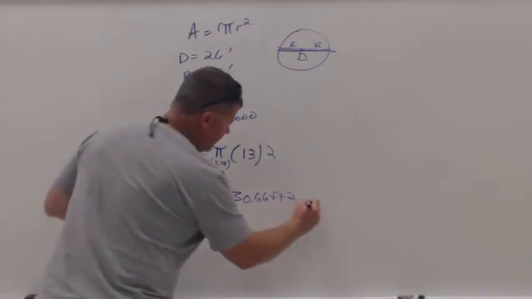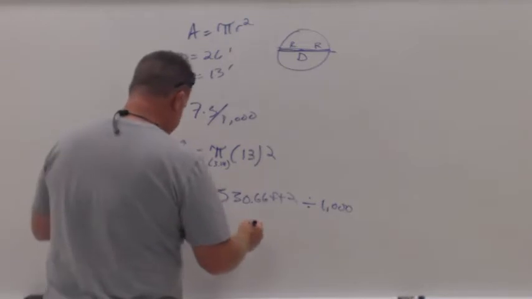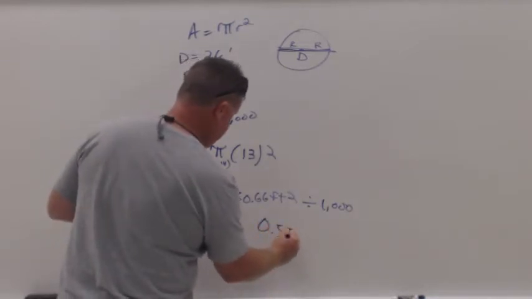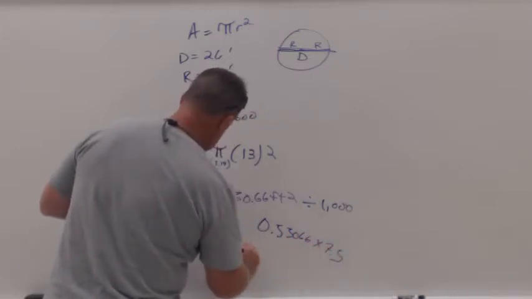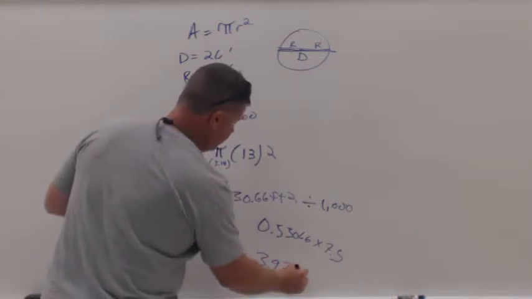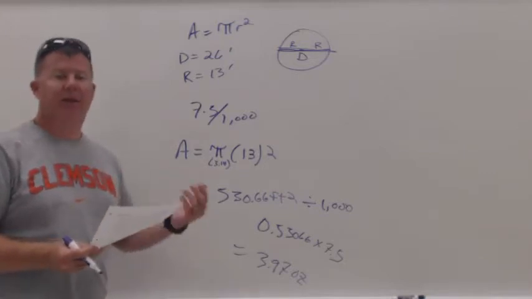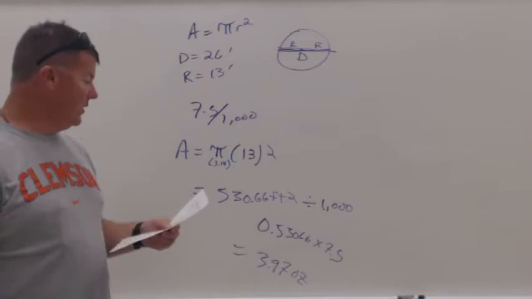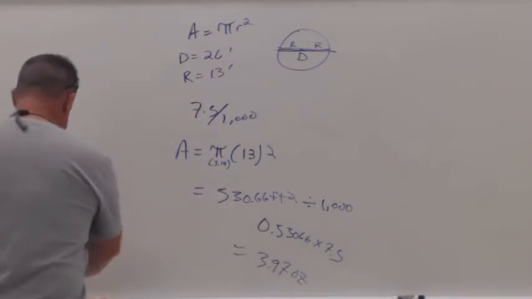I'm going to divide this by 1,000 to get my 1,000 square foot blocks. And I actually get 0.53066 times the 7.5 equals 3.97 ounces needed to complete this pesticide problem. So it's 3.97 ounces, almost 4 ounces, to do this circular patch.